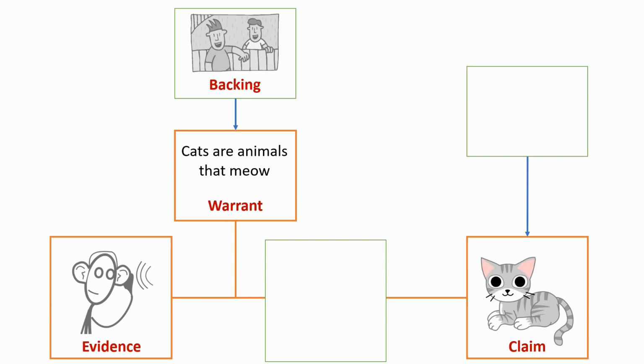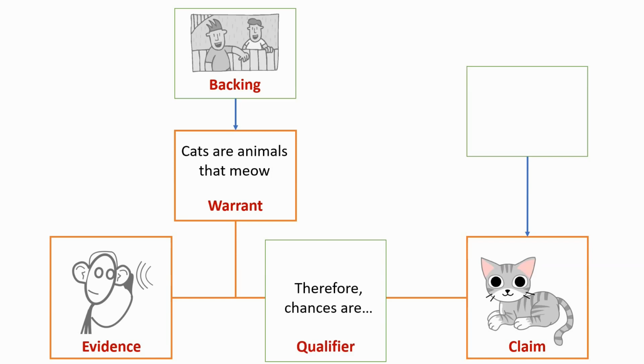Let's move on to the fifth element. There may be times when your claim may not be true in all circumstances. This is when we introduce qualifiers. In this example, you say, I know that David has cats. I heard the meowing of the cats. Therefore, chances are that there are cats nearby.